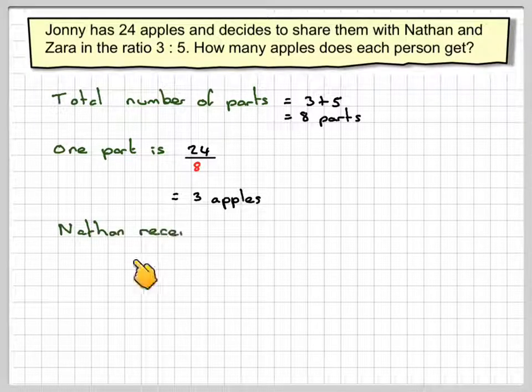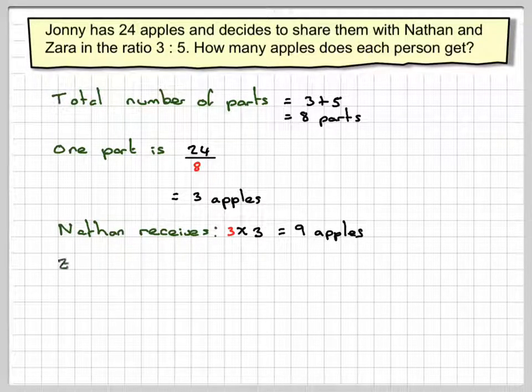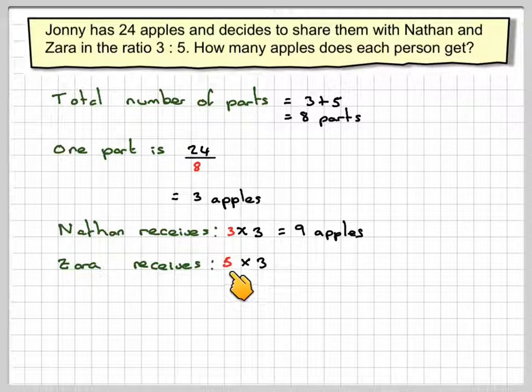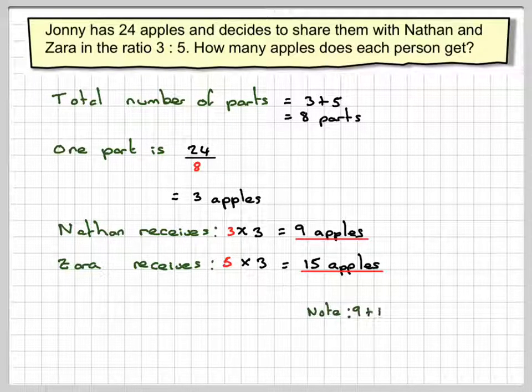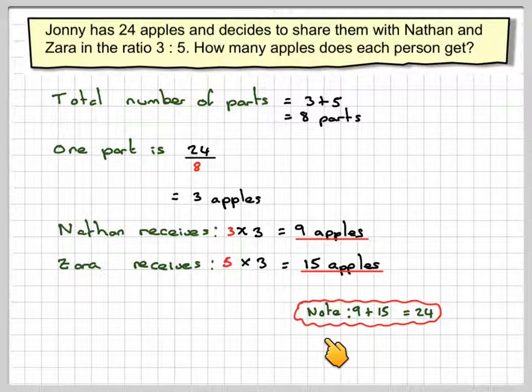So Nathan gets 3 parts, so that's going to be 3 times 3, which is 9 apples. And Zara receives 5 parts, so it's going to be 5 times 3, because each part's worth 3 apples, which is 15 apples. So Nathan will get 9 apples, Zara will get 15 apples, and note that 9 plus 15 does add up to 24, and that's a little check that you can do.